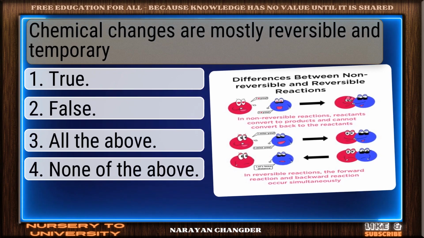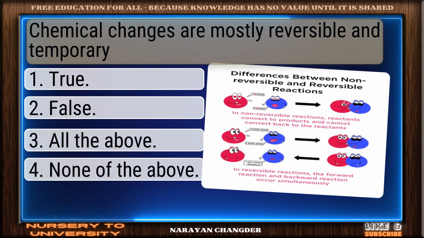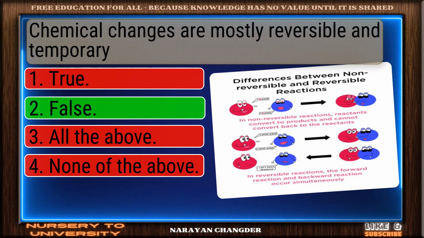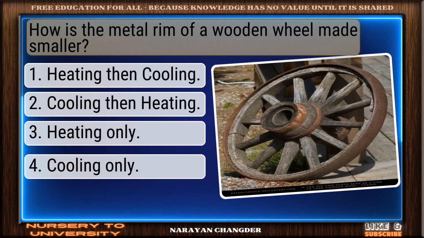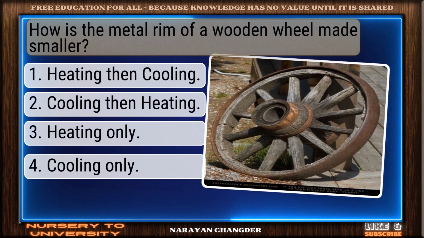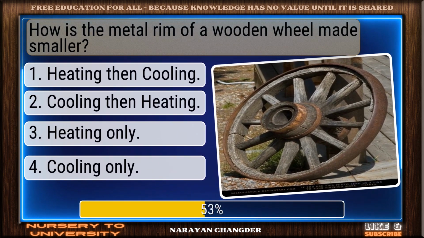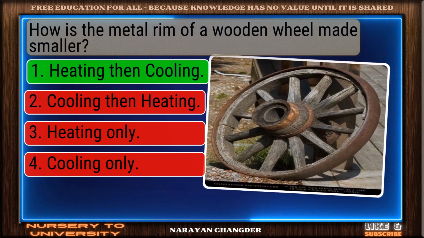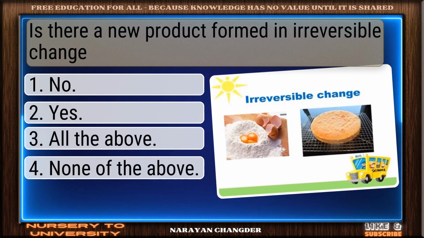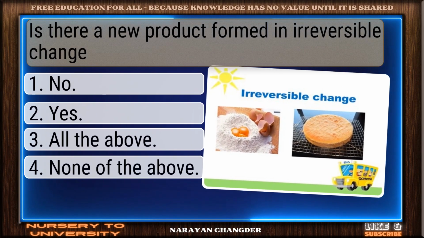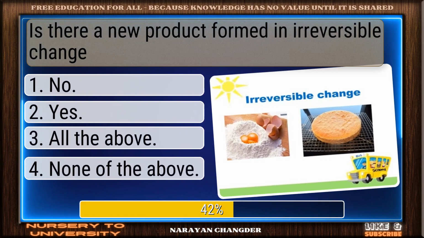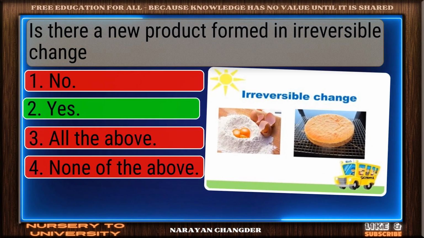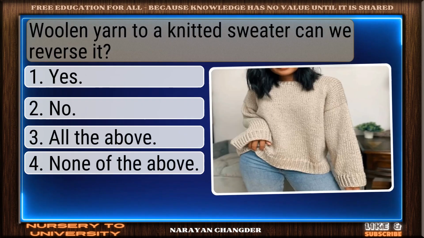Chemical changes are mostly reversible and temporary. Bravo, false is the answer. How is the metal rim of a wooden wheel made smaller? Excellent. Heating then cooling is a brilliant choice. Is there a new product formed in irreversible change? You got it. Your choice, yes, is right.